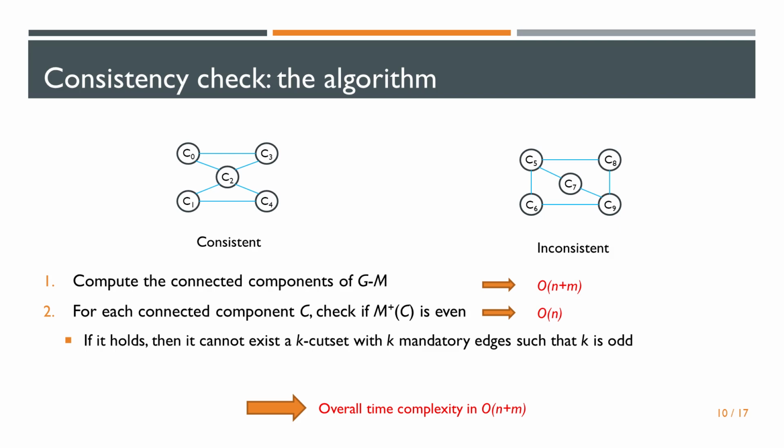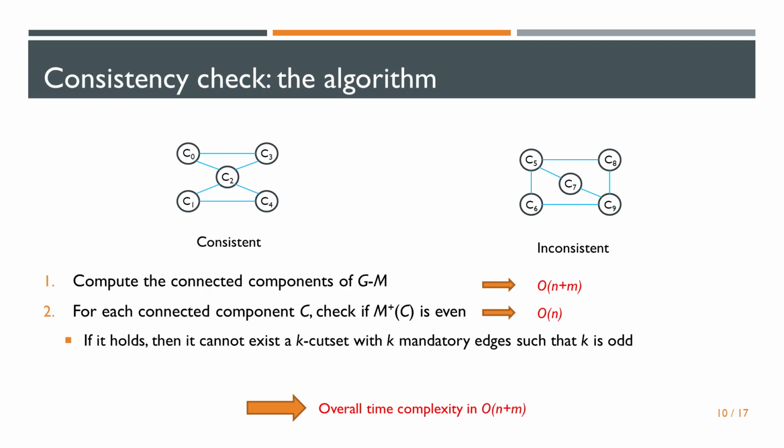Therefore, no cut set with k mandatory edges such that k is odd can be constructed. In the right graph, however, we see that C5 and C9 have 3 outgoing mandatory edges, so we can construct, for instance, the k-cutset with C8, C9, and for the other part of the cut, C5, C6, C7, that is a 3-cutset with 3 mandatory edges.